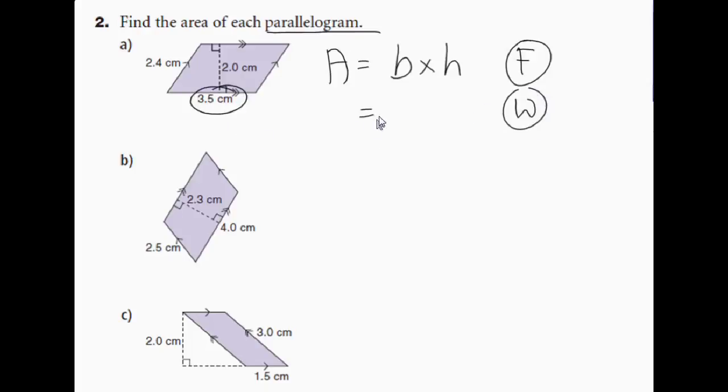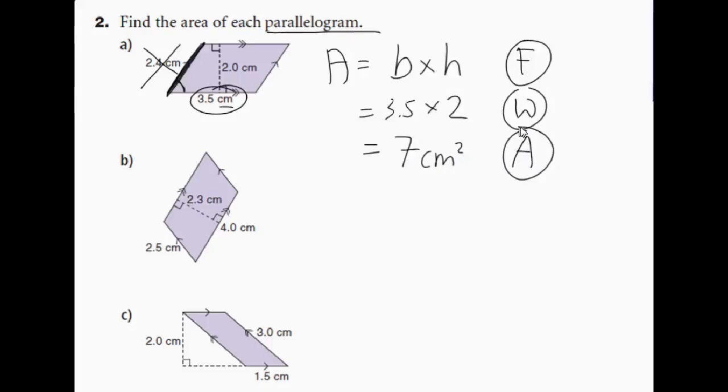Our base is 3.5, and our height is not this one here, because this side is not at a 90-degree angle. It's this side over here that is at a 90-degree angle to our base. So this gives us 7, and the unit here is centimeters, not meters, and it's squared, and there's our answer. Notice our FWA 3 steps.